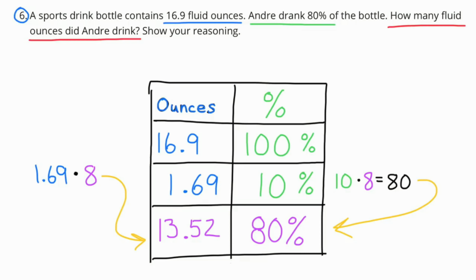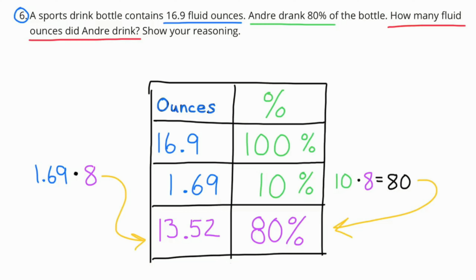I'm going to start by changing 100% to 10% by making it 10 times smaller. 10 times smaller than 100% is 10%. Now I need to make 16 9/10 ounces 10 times smaller. 16 9/10 ounces divided by 10 would be 1 69 hundredths ounces. So 10% would be 1 69 hundredths ounces.